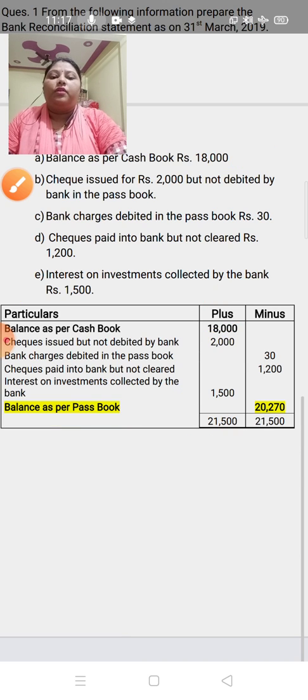Now for making this you have to remember only one thing, that is you have to always make the cash book equal to the passbook. Okay, if any transaction you see that you have to add or subtract in the passbook, that same thing you have to do with the cash book.